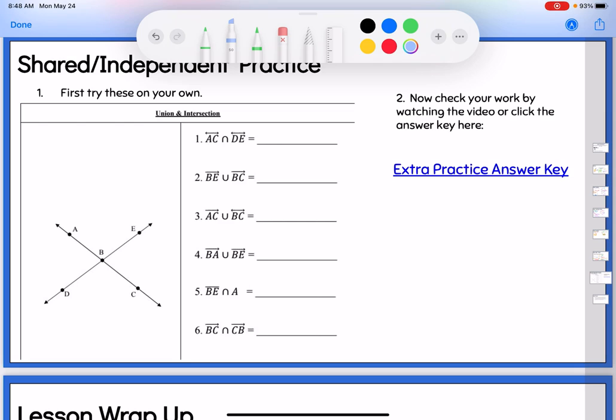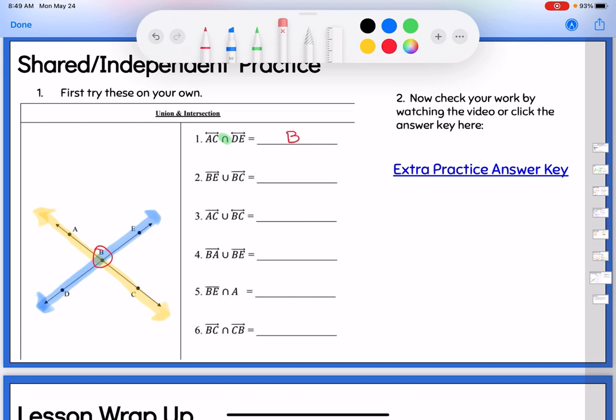So, first one, intersection of line AC and line DE. Line AC goes on forever in both directions. Notice I'm putting the arrows in my color, right? And line DE goes on forever in both directions. But where do they overlap? That's the important thing. The double colored is point B. So again, here we have just a point.